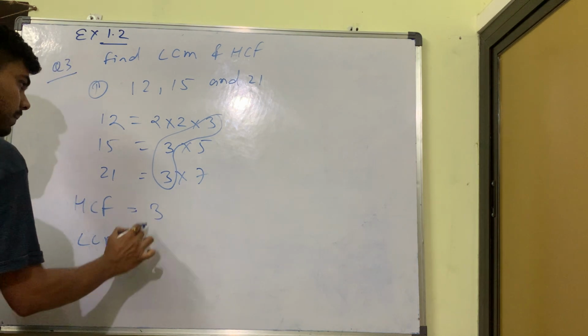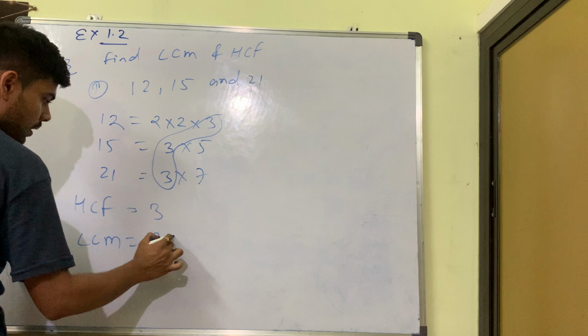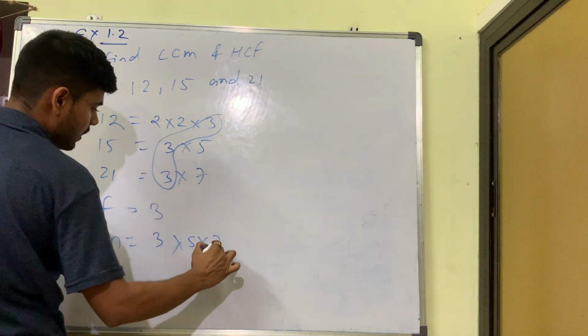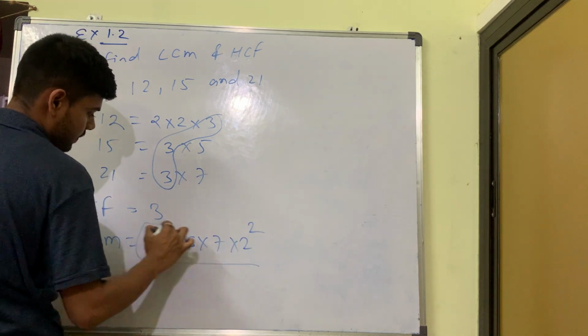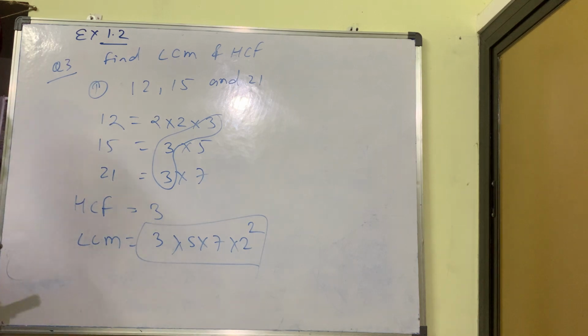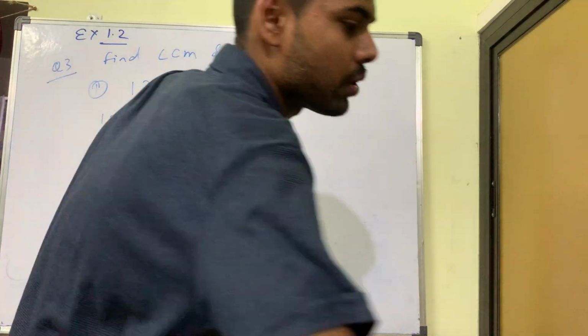Now they are saying LCM. So 3 common, 3. What left? 5 into 7, and next 2 square. This is the answer. Okay? Right. If you multiply, we will get the answer. So like this you have to do.